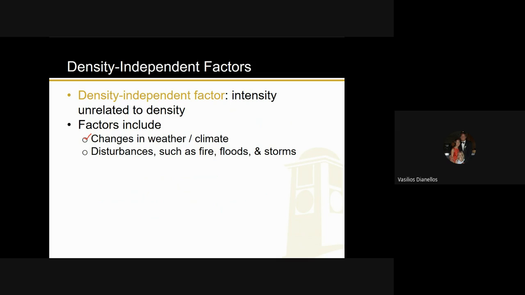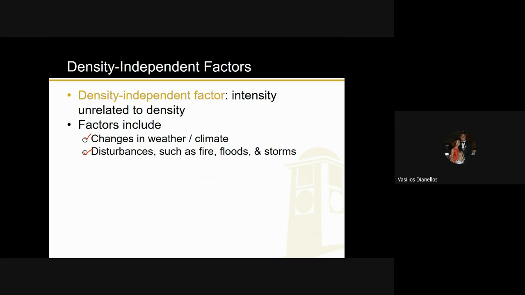If it got to below 0 degrees Fahrenheit on a regular basis, all the palm trees would die, right? It doesn't matter what the population density is. Another example would be fires, floods, and storms, right? So again, a fire is just going to typically kill everything. Same with a flood and a storm.